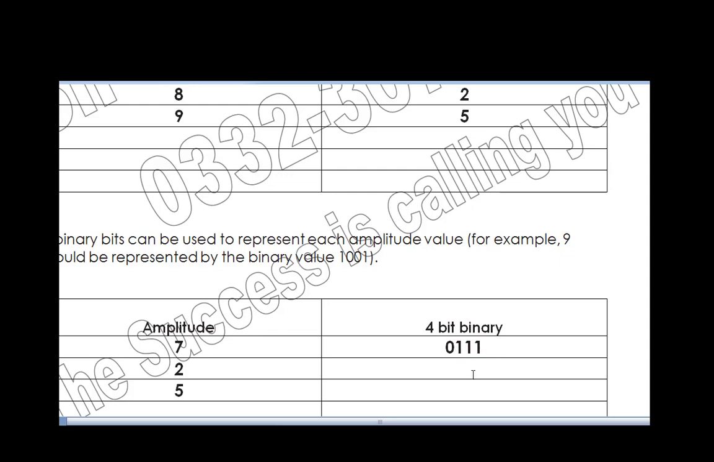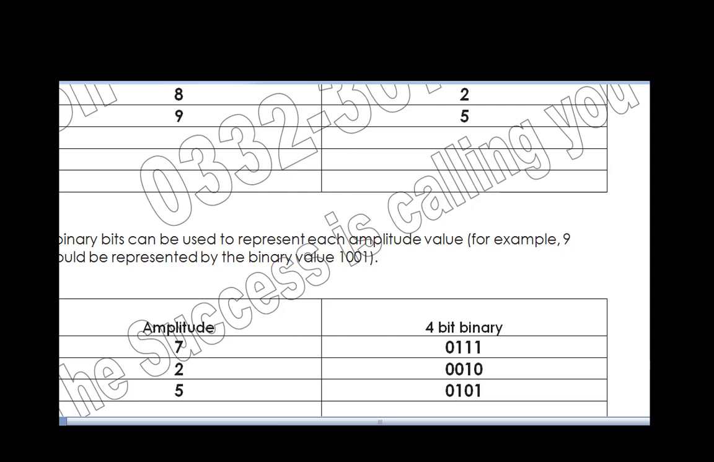In the same way we write here 2. So this is the binary value for the 2, and this is the binary value of 5. So this is how we can convert our amplitude into 4-bit binary.